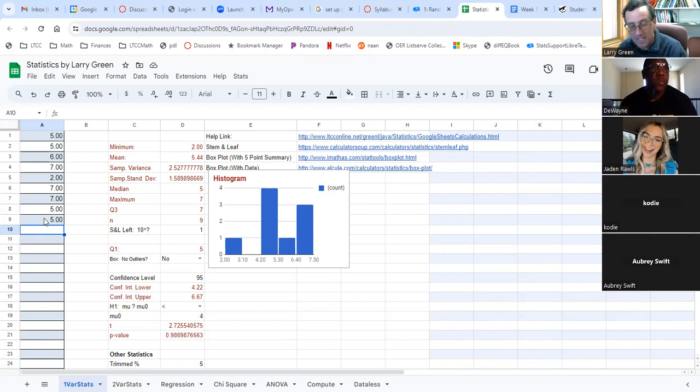So this is a spreadsheet. And I created this, it's called Google Sheets. And this gives you a whole bunch of things. The minimum was 2, somebody who's probably very tired right now. You only slept 2 hours. Okay, the mean was 5.44. So again, it's important to be able to understand what these numbers mean. We've talked about them already.